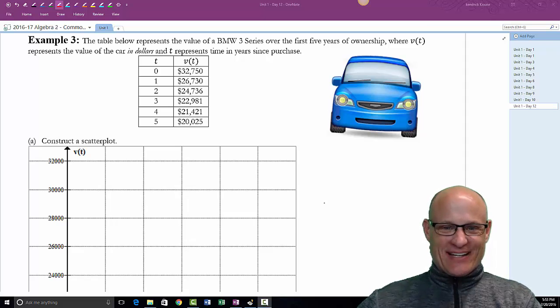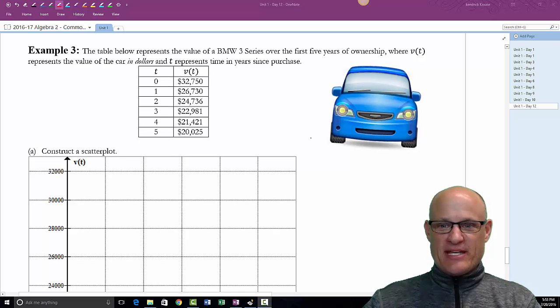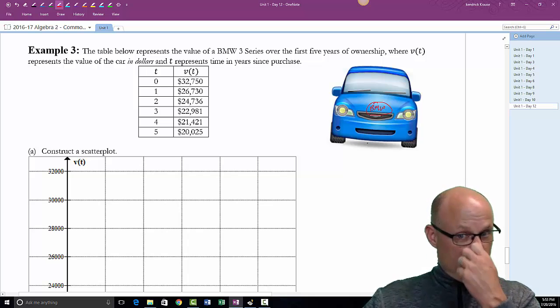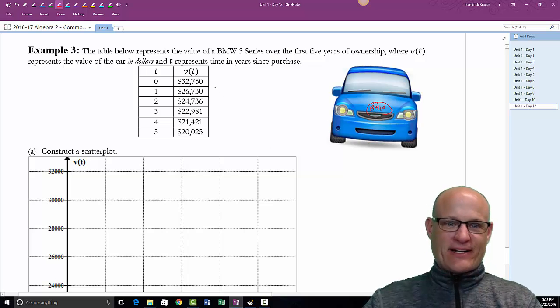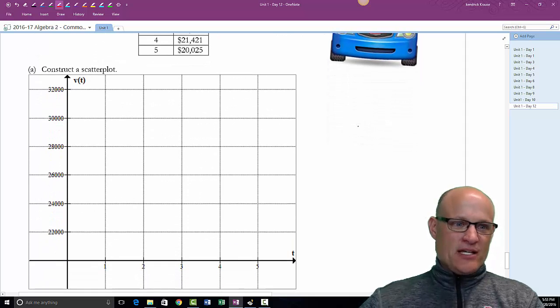Okay, man, we got the last one. This cool blue car, and it wants us. Oh, it's a BMW. I should have put a BMW right there. That's my BMW 3 Series car. Now, come on, a BMW 3 Series costing $32,750? I don't think so, but whatever. Let's get going.